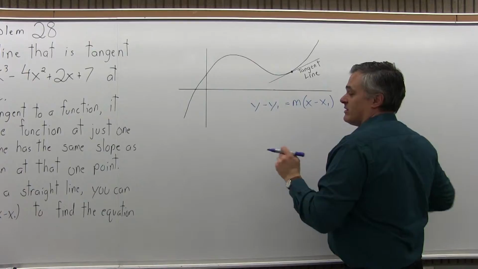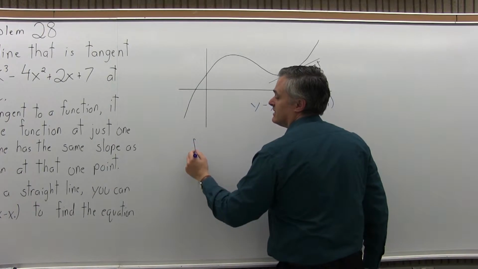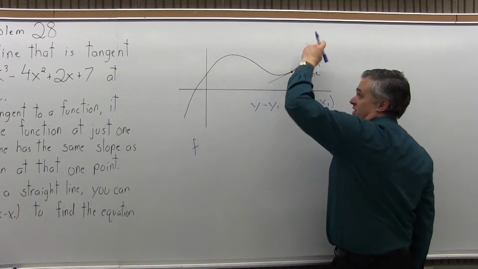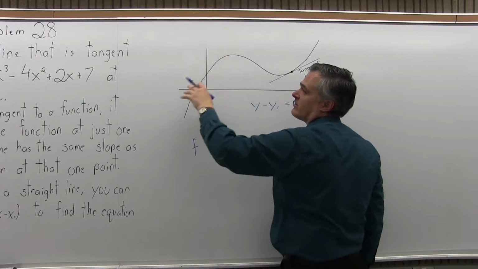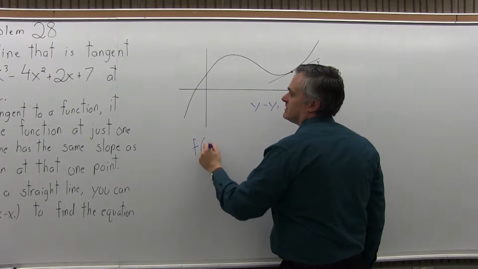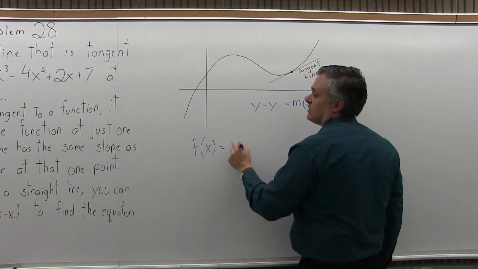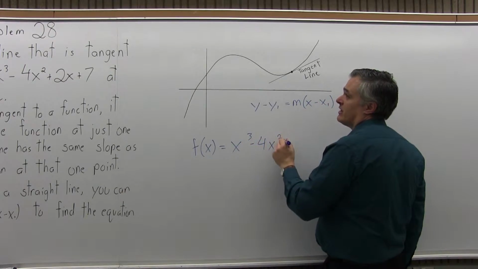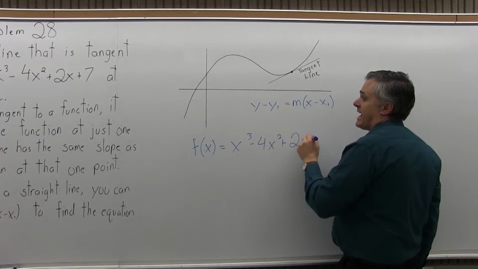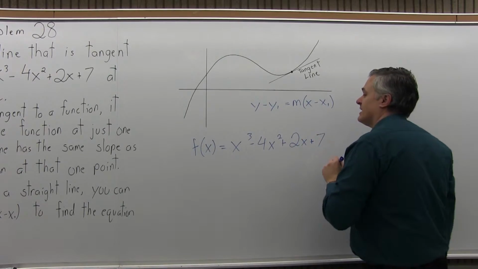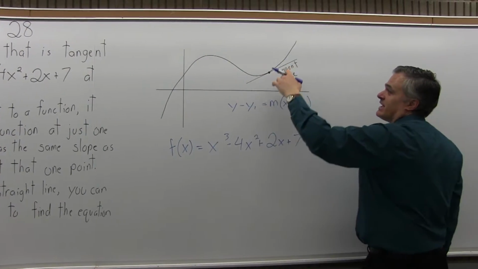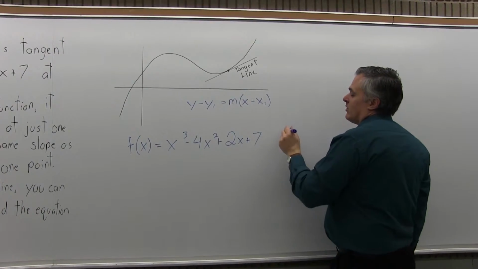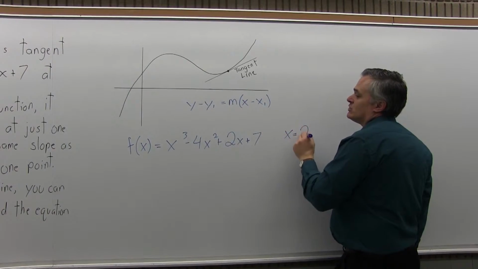So now the problem says that the function, now this isn't actually the graph of the function, this is kind of a generic graph. The function is f of x equals x to the third power minus 4x squared plus 2x plus 7. And they say find the equation of that tangent line at the point where x equals 2.